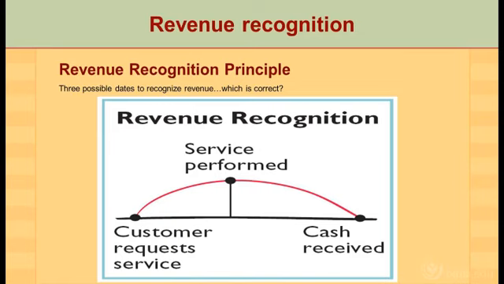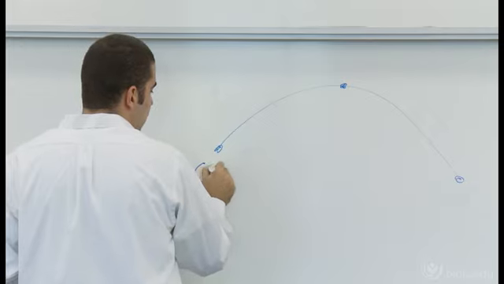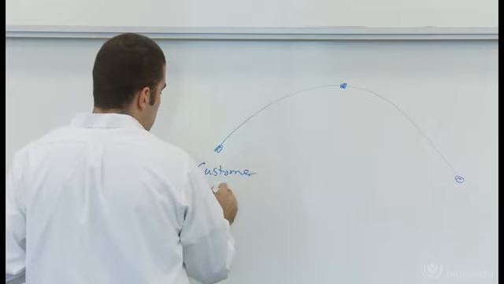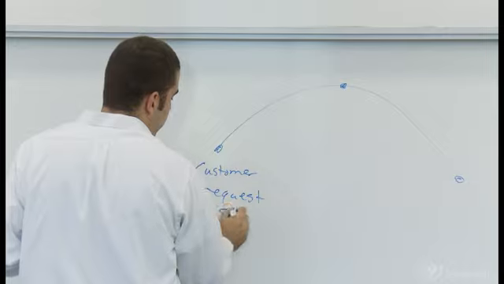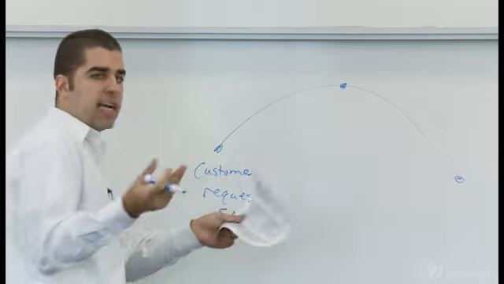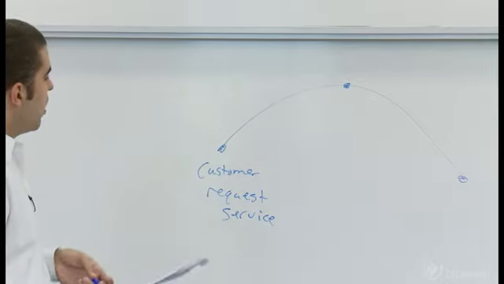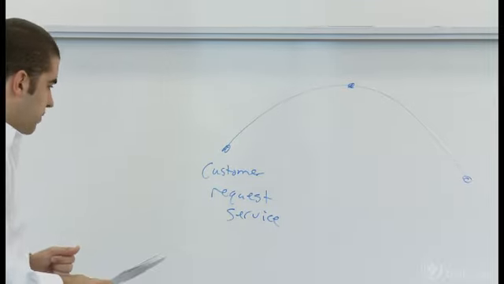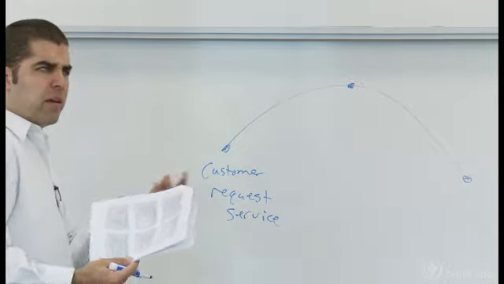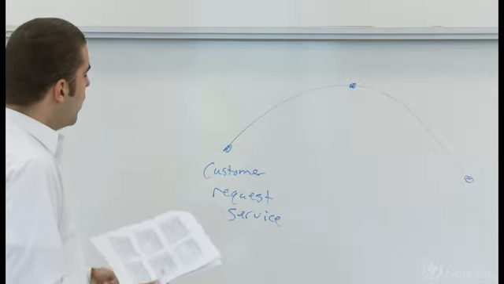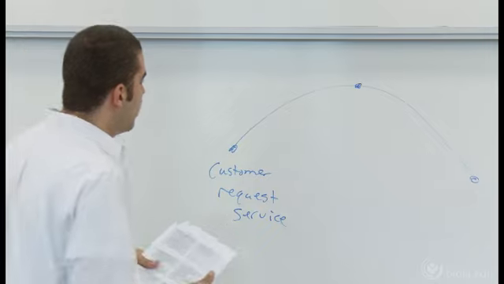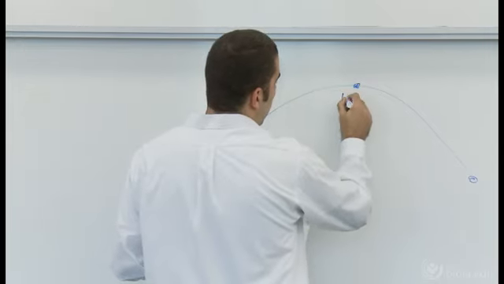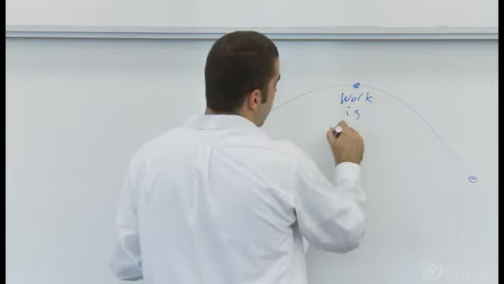I've given you a little graphic here showing possible dates for recording revenue. We could, if we wanted to, record when a customer comes into our office and requests the service. Okay? So let's say we're a tax preparer and somebody comes in on January 15th and says, I want you to do my taxes come April. We could say, well, we've got some business coming our way, we could record revenue then. Alternatively, we could record when work is performed.